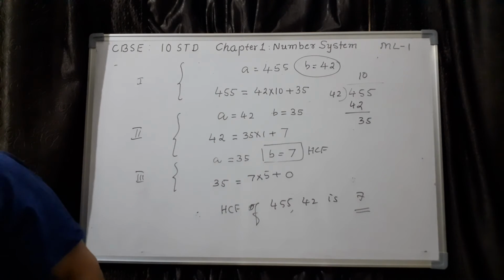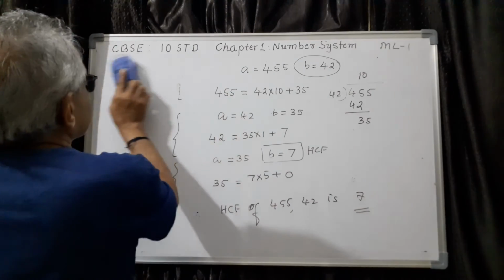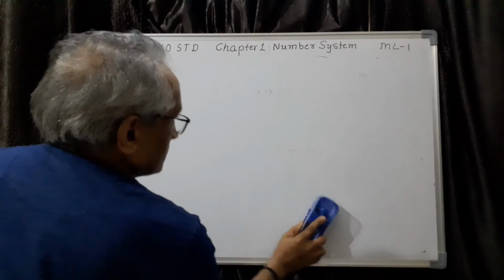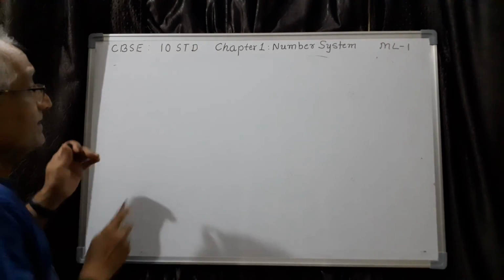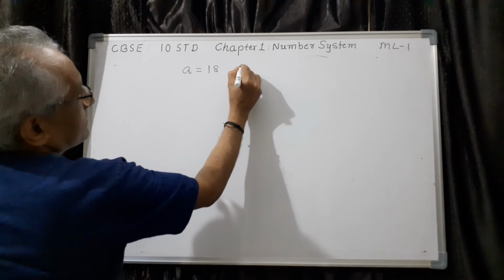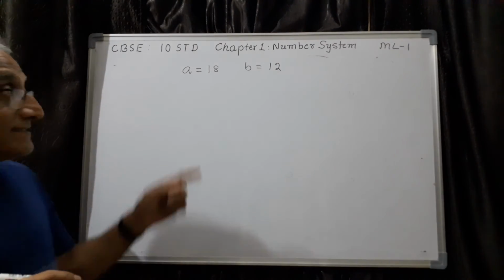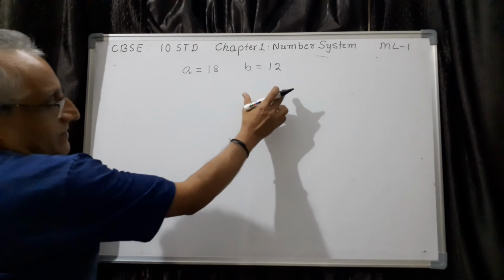Now let me take a few more examples so that this idea will be clear. So let me take the old example only. Say I had taken this one, a equal to 18, b equal to 12. Let us take this example. Let us see, and we know that 6 is the HCF. So let us check whether we get this or not.